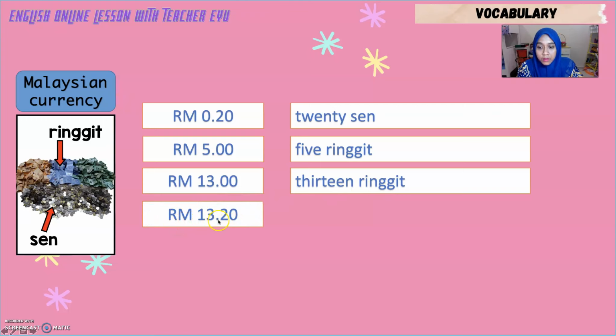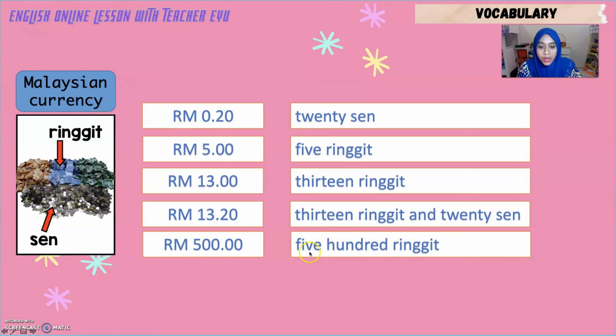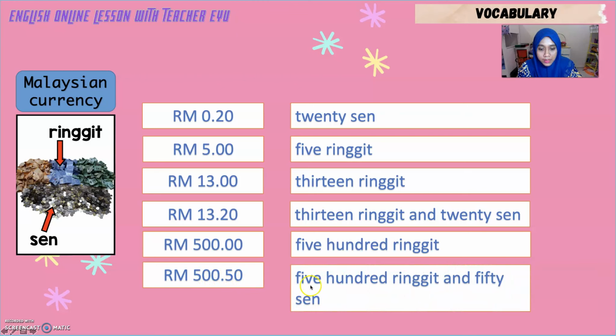RM 13.20. So it has 20 cent here. 13 ringgit and 20 cent. Next we have RM 500.00. We have 500 ringgit. Lastly, RM 500.50. We read it as 500 ringgit and 50 cent. 500 ringgit 50 sen.